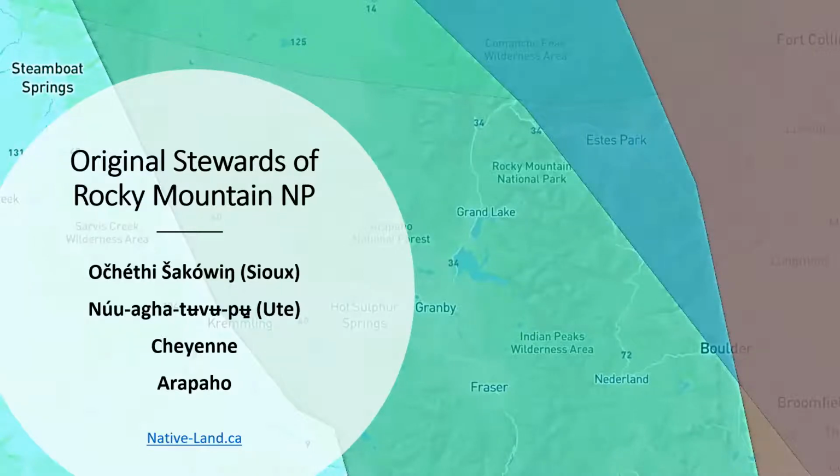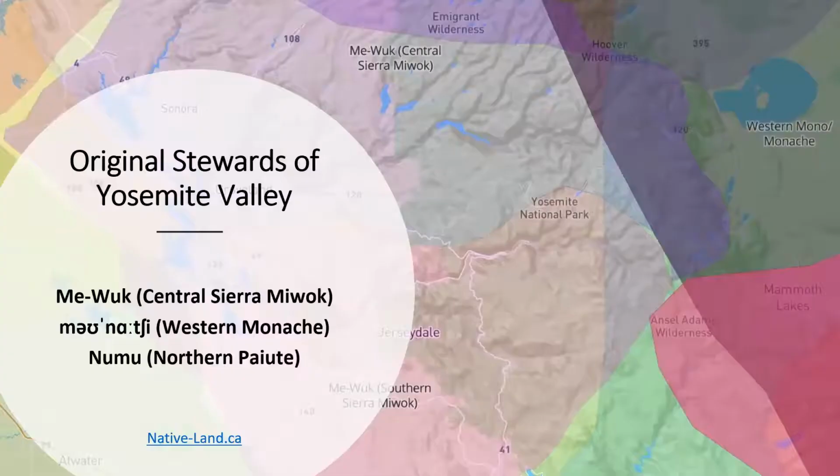So I encourage you to have a look at this website because it's super useful, especially if you're developing a land acknowledgement. And it's also useful just to explore these parks and who the original stewards of these landscapes were. Here's another example from Yosemite Valley, where the Miwok, Mono, and Paiute tribes originally occupied what became Yosemite National Park.